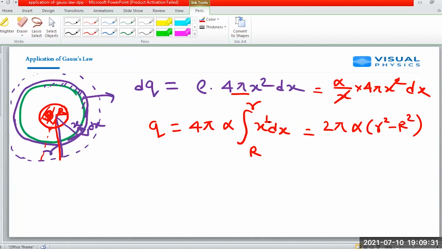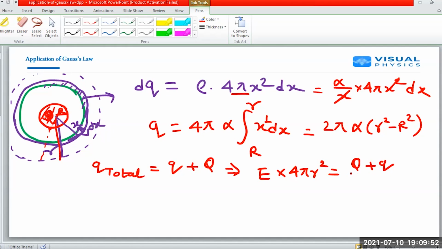Now total charge enclosed will be, Q total will be this surrounding medium charge q plus the charge on the spherical body, capital Q. So applying Gauss law, I know electric field should be E into 4 pi r square equals q plus Q by epsilon naught, by Gauss theorem.